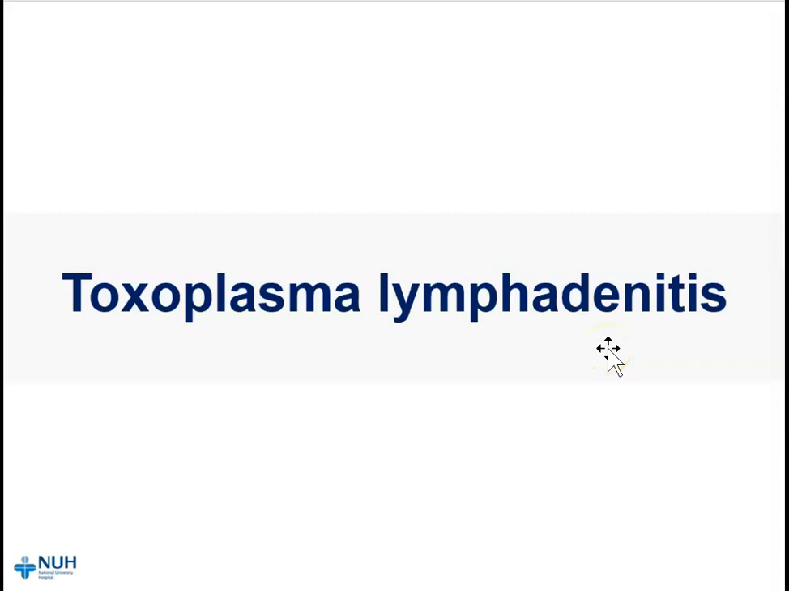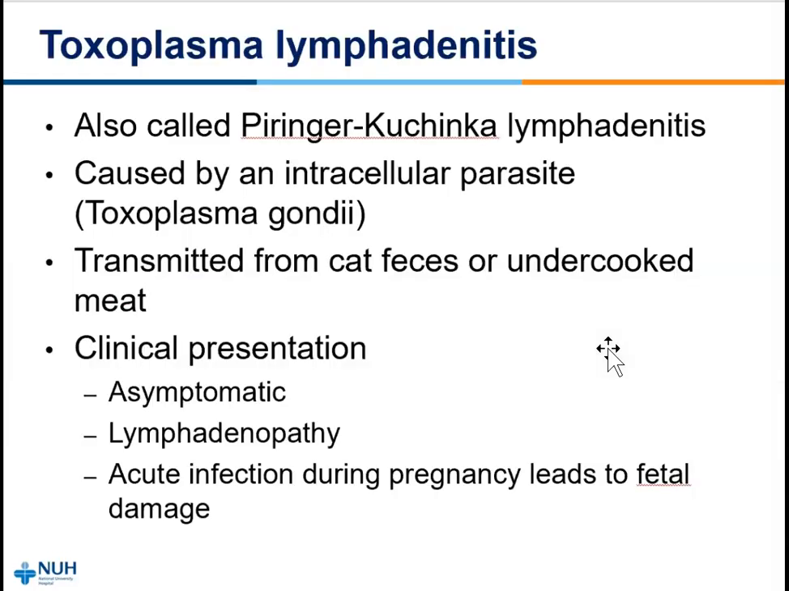The next condition we will look at is an infective but non-necrotizing granulomatous lymphadenitis, namely Toxoplasma lymphadenitis. This is also known as Piringer-Kuchinka lymphadenitis and is caused by an obligate intracellular parasite called Toxoplasma gondii. It is transmitted by cat feces, and clinically it can be asymptomatic or present with lymphadenopathy. Perhaps more worrying is that an acute infection in pregnant women can damage the developing fetus.